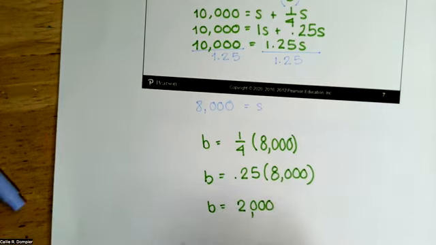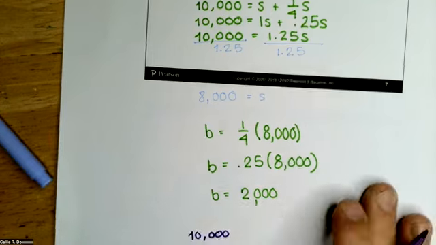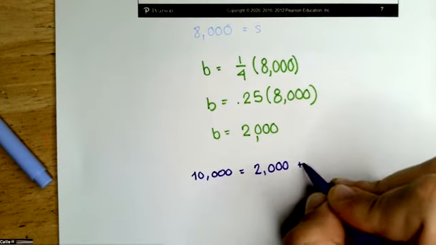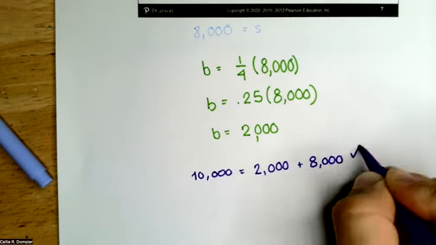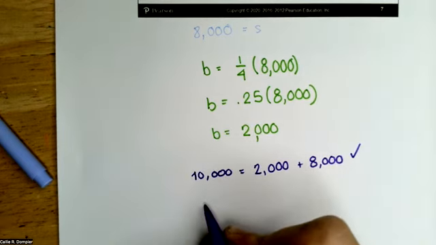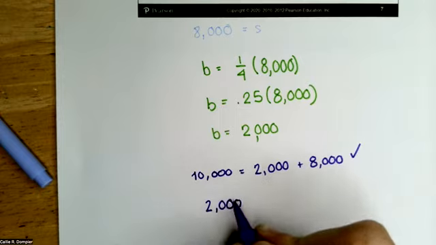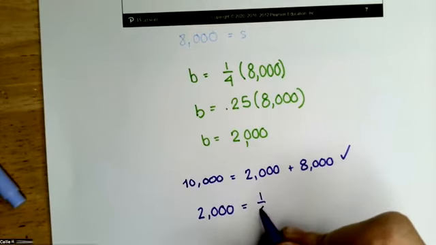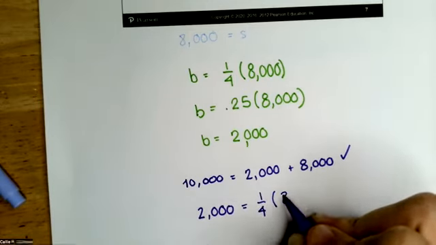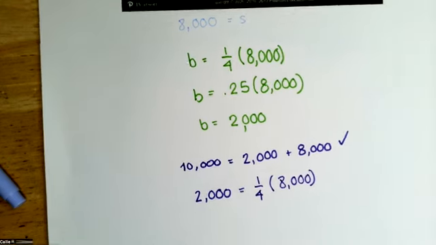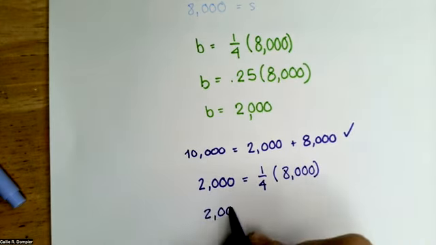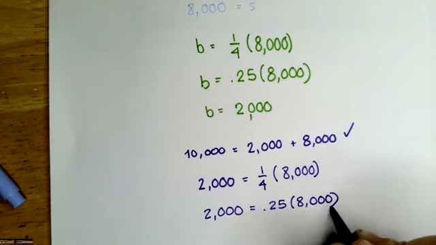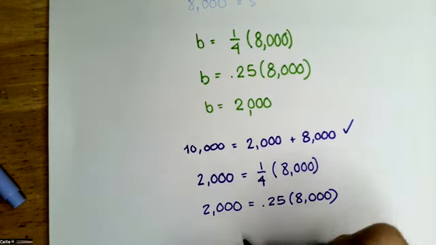Does that work for my original equation? 10,000 equals B plus S, or 2,000 plus 8,000. That one is true. And then this equation up here, bonds is 1/4 stocks. 2,000 is 1/4 of stocks, which we decided was 8,000. Or 2,000 is 0.25 of 8,000. That is also true.